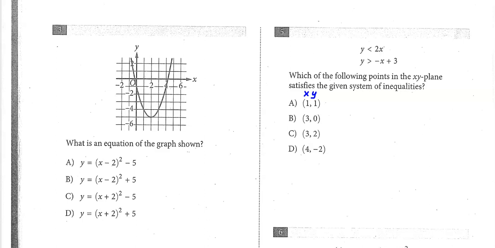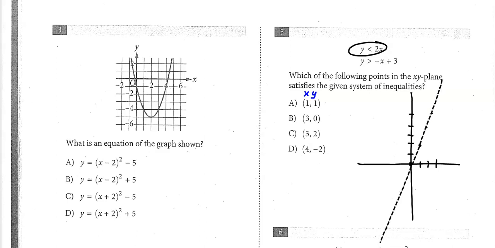I might be able to graph this pretty quickly. So y less than 2x. I know that has an intercept of 0 and a slope of 2. So we're going to go up 2 over 1, up 2 over 1, 2 over 1. And I get this dashed line, something like that. And then I want to shade below the line because it's y is less than. So all the solutions are over here in this region.